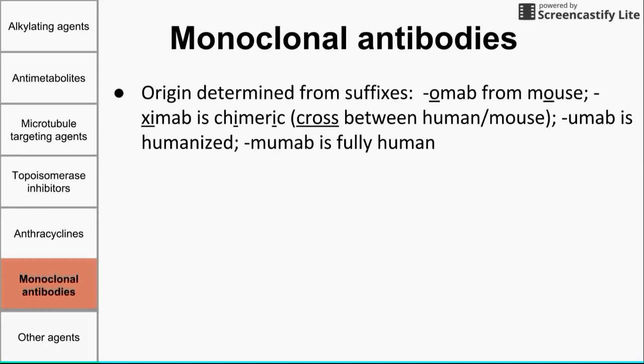So I believe the chimeric antibodies are about 33% human. The humanized antibodies are about 10% mouse, and the fully human antibodies are about 0% mouse.